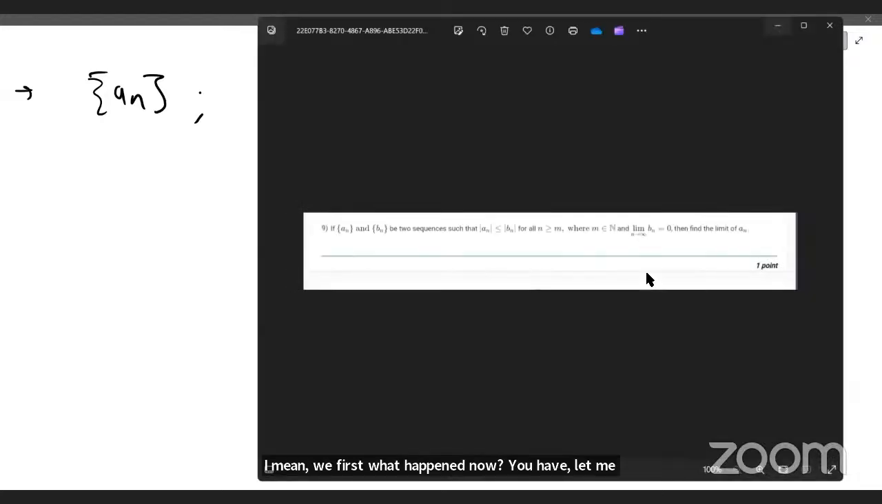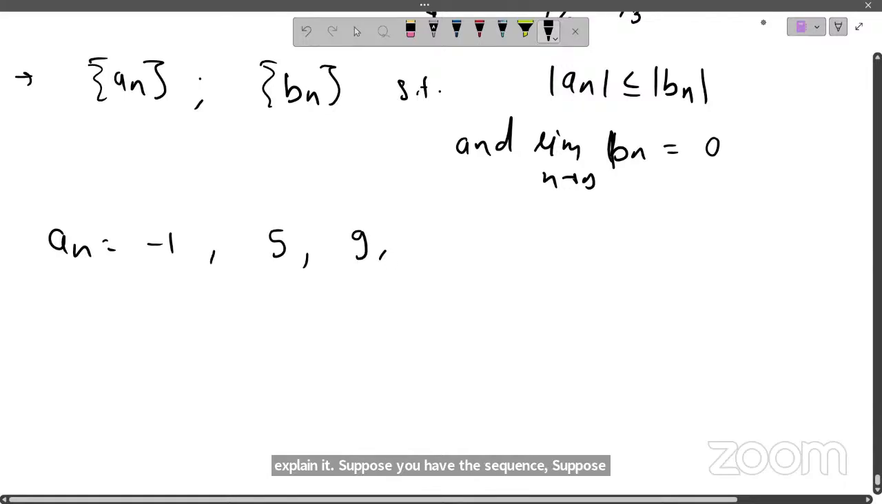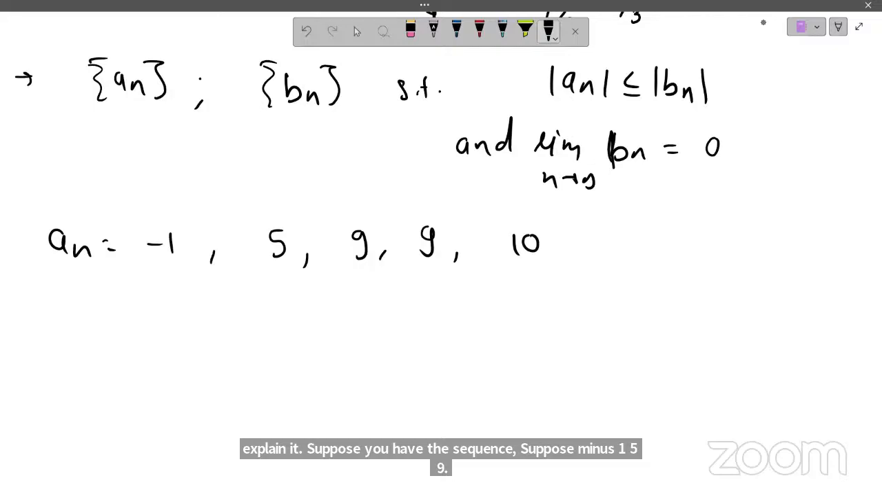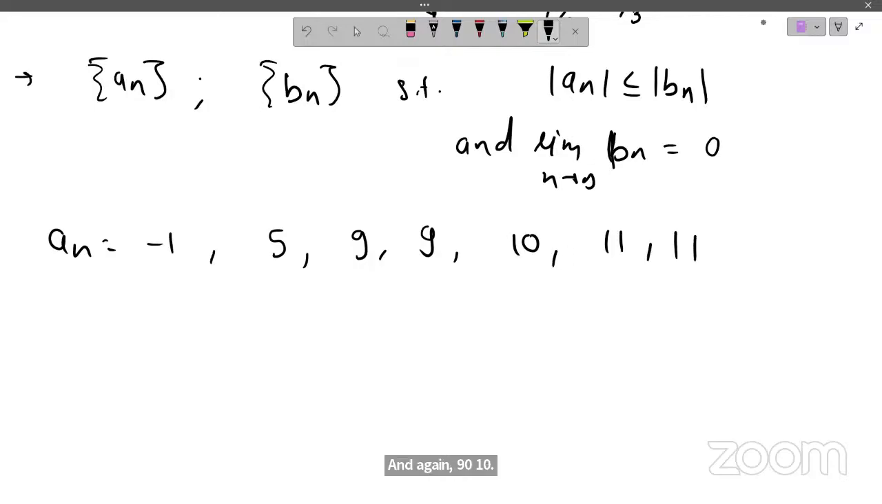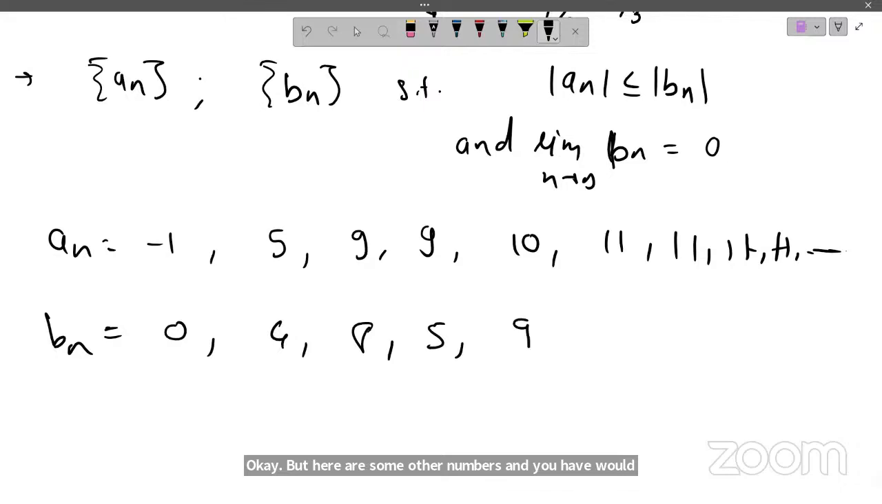Suppose you have this sequence, an is equal to, suppose, -1, 5, 9, 10, again 9, 10, and 11, 11, 11, and so on, 11. Suppose eventually it is 11. But here are some other numbers, and you have bn to be 0, 4, 8, 5, 9, and again 12, 12, 12, and so on, right?